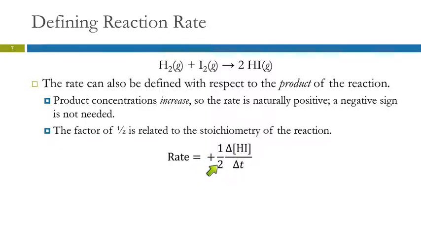This 1/2 here is included because of the stoichiometry. For each 1 mole of H2 that we destroy, we're going to form 2 moles of hydrogen iodide. The rate needs to be the same, the quantity should be the same regardless of how we define it. So that's why we need the 1/2 here. Questions?